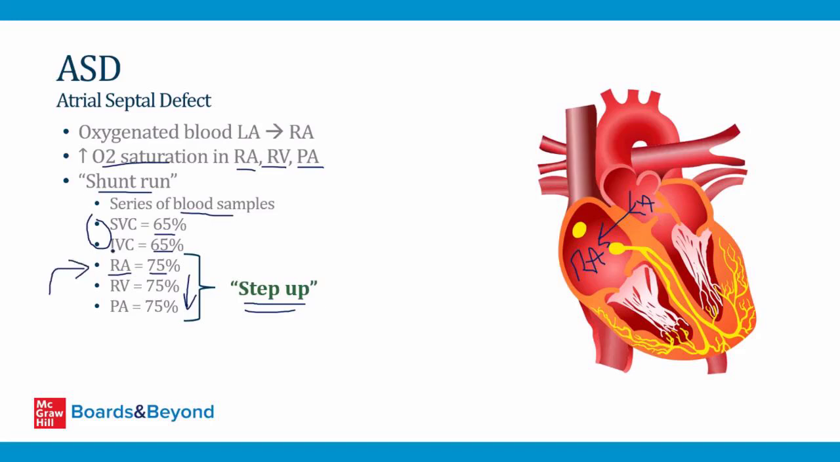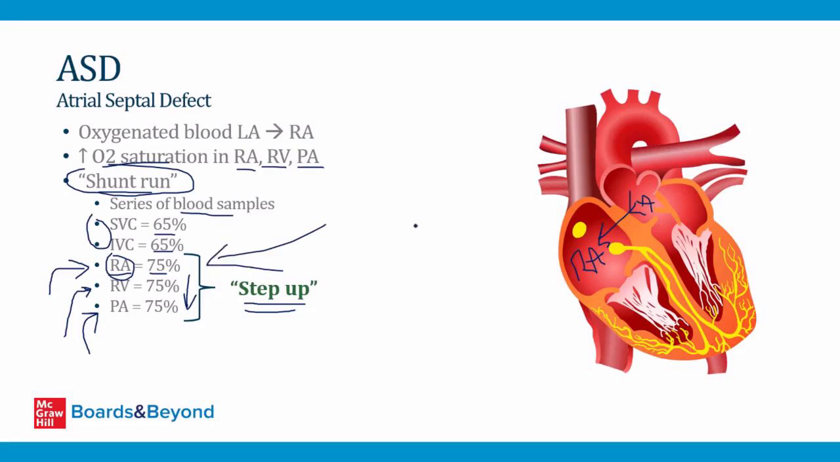allowing oxygenated blood into the right atrium, and the only thing that does that is an ASD. If there were a VSD, the step up would occur at the RV level, not at the RA level. And finally, if there were patent ductus arteriosus, the step up would occur at the site of the pulmonary artery. But the important thing to know here is that through this shunt run, you can detect where the defect is occurring. And it's high yield to understand this for your boards.